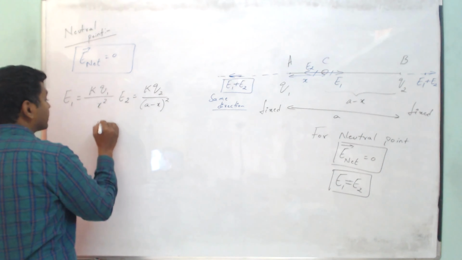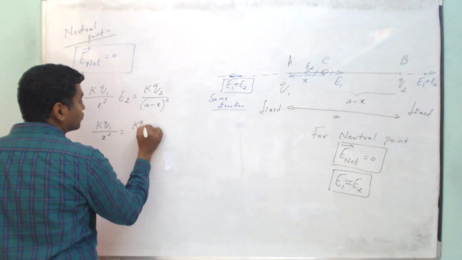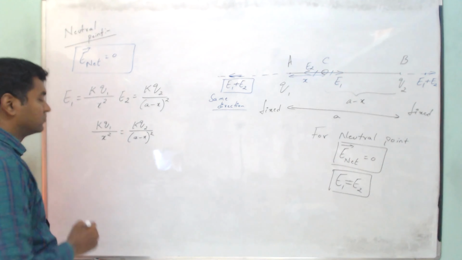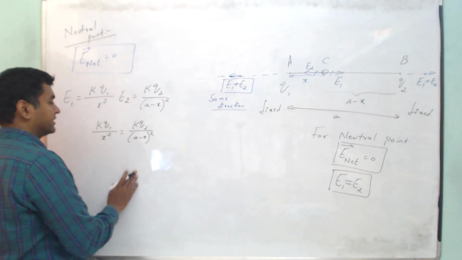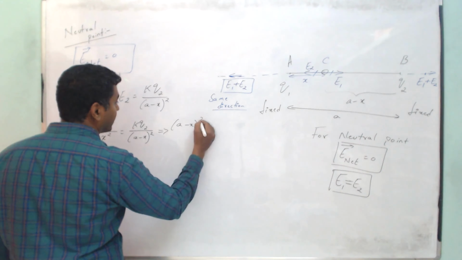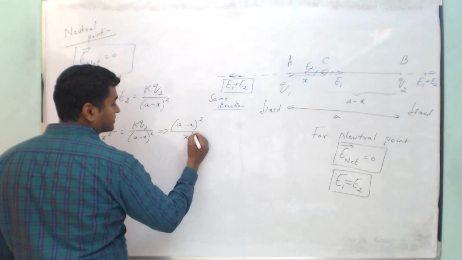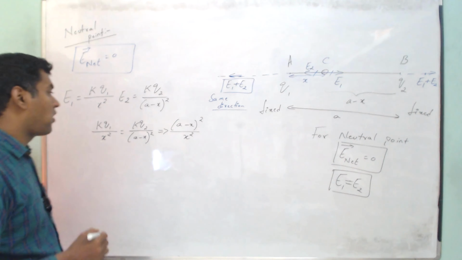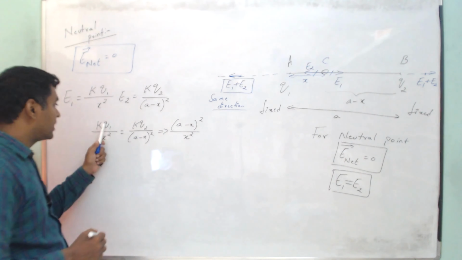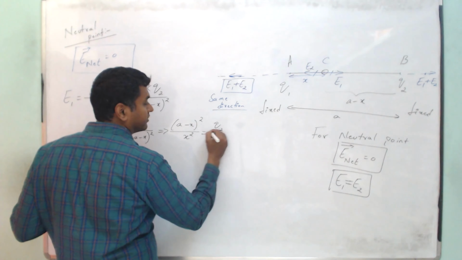Therefore, KQ1 by X square is equal to KQ2 by A minus X whole square, correct? Yes. For neutral point. Now, K will get cancelled. I'll do cross multiplication. So, my A minus X whole square, I will take it from here to here, divided by X square. And now take Q1 over here. That means it is equal to Q2 divided by Q1.